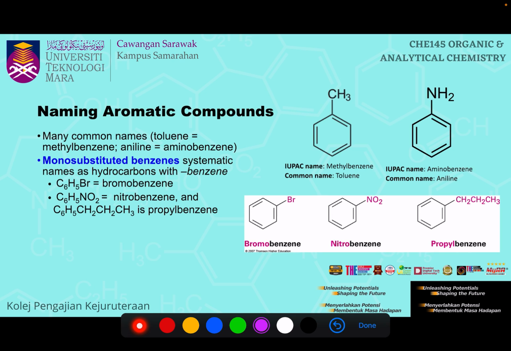Now, for naming aromatic compounds such as benzene, most common names are used, like toluene or aniline. It is an acceptable common name for the compound. Toluene is actually the common name for methyl benzene. So we have benzene as the parent name, and the substituent here is a methyl group. Hence, following the IUPAC naming system, it is called methyl benzene. Whereas for aminobenzene, this is amino, and the parent is benzene, so aminobenzene is the IUPAC name. The common name would be aniline.